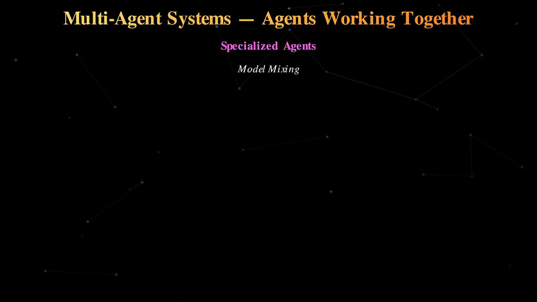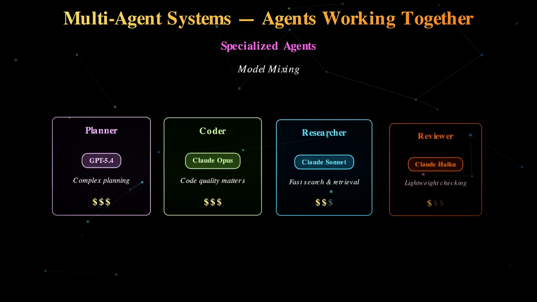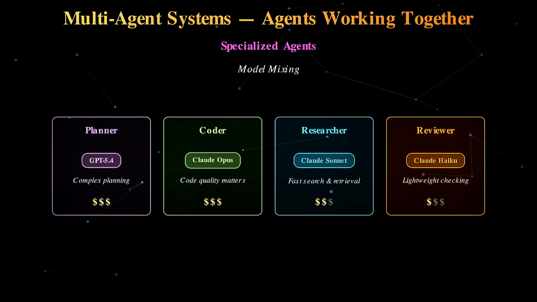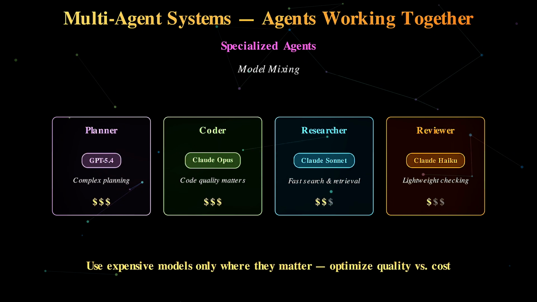You can even use different models for different agents. The planner might use a powerful reasoning model like GPT 5.4 for complex planning. The coder uses Claude Opus, where code quality matters most. The researcher runs on Claude Sonnet, fast and capable enough for search and retrieval. And the reviewer uses Claude Haiku, a lightweight model that's perfect for checking work at low cost. This model mixing strategy optimizes for both quality and cost. You use expensive models only where they matter.